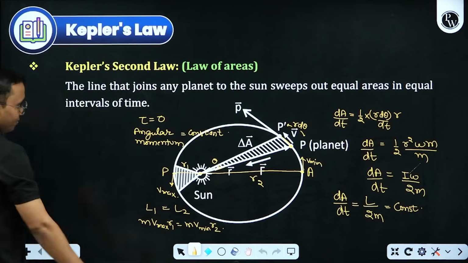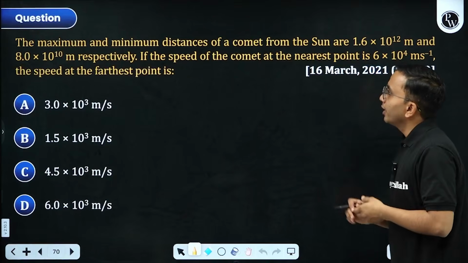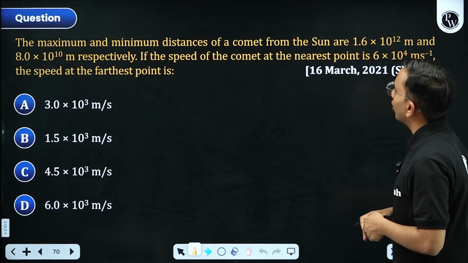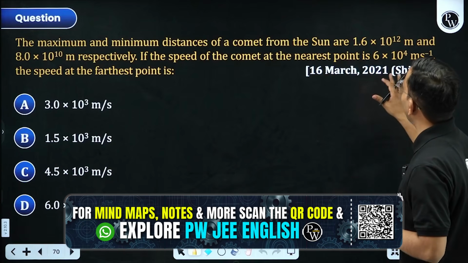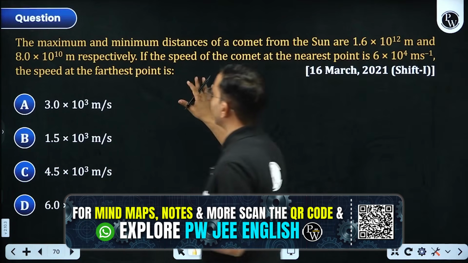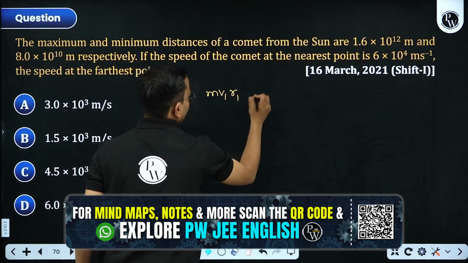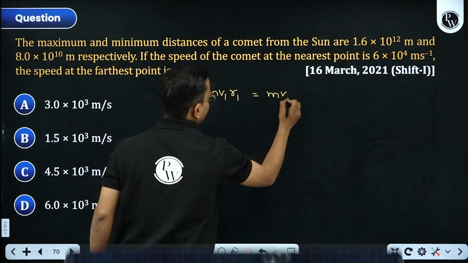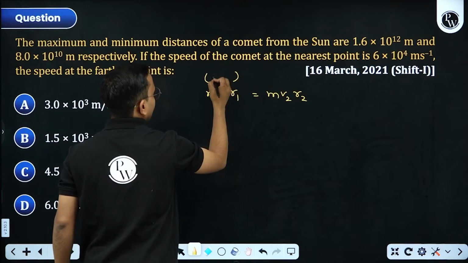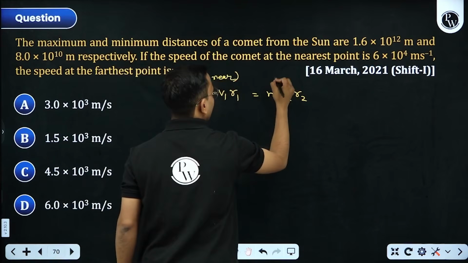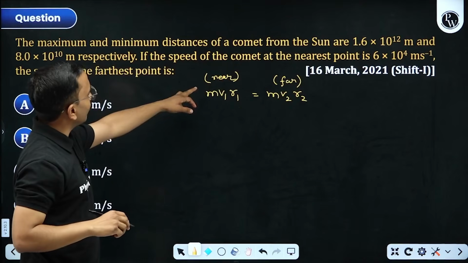Now coming to some questions on this quickly. Let us read. The maximum and minimum distance of a comet from sun are this and this. The speed of the comet at the nearest point is this. The speed at the farthest point is. So m v1 r1 is equal to m v2 into r2. This I am saying for near point. This I am saying for far point. So for near point, the velocity is maximum.